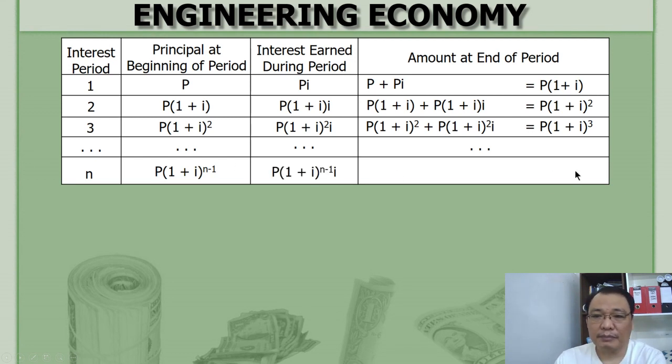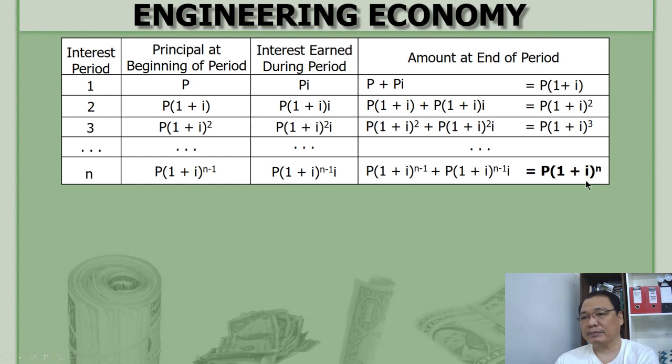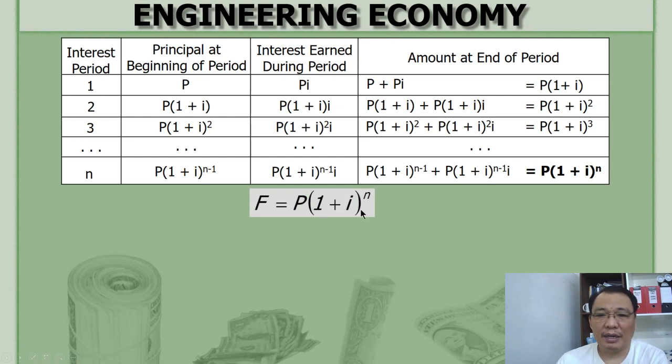Okay. So, this is the formula for compound interest, F equals P times 1 plus I raised to n. F is the future value. Or kung ikaw nag-borrow, this is the amount that you are going to pay sa lender. Okay. So, this is the formula for compound interest.